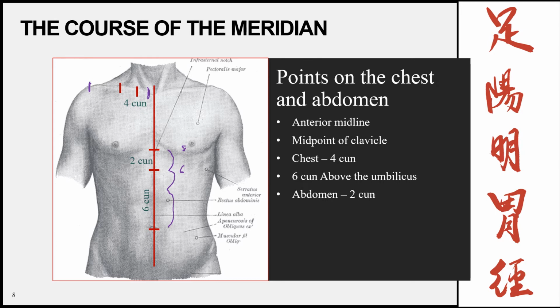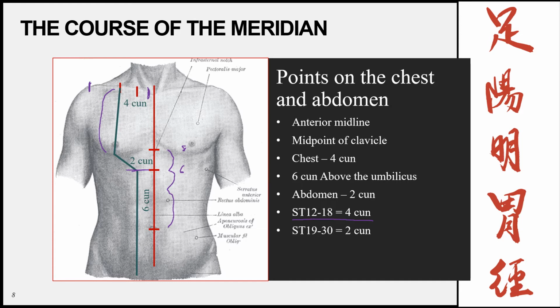And then it will once again run from 2 tsun lateral to the midline, here at the 6 tsun above the umbilicus mark, and it will continue 2 tsun lateral to the midline all the way down to the lower abdomen. And why it is useful to know this is that the points from stomach 12 to stomach 18, so that's these 6 points, will all lie 4 tsun lateral to the midline. So you'll know this measurement here is constant for all of these points. You just have to then remember where along the meridian they are.